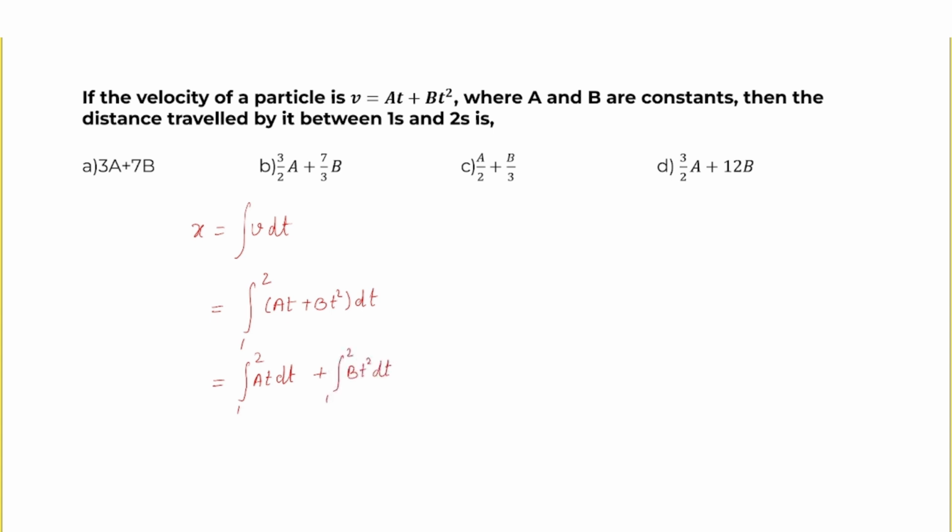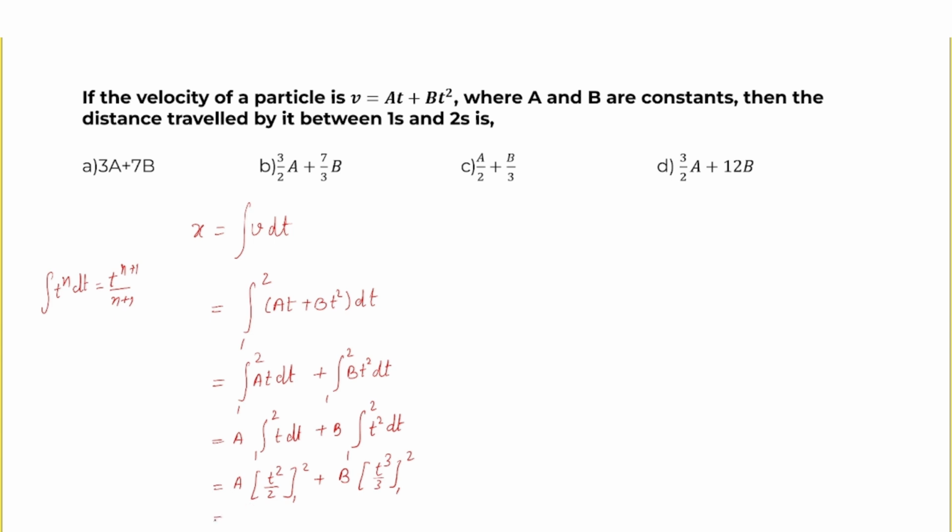Taking a out of the integration, this will give us a times integration of t from 1 to 2 dt plus b, as it is, integration of 1 to 2 t square dt. Because they are constants, we have taken them out of the integral. Now integration of t will be nothing but t square by 2, from 1 to 2, and integration of t square is nothing but t cube by 3. From which formula? The first formula of integration, which I am writing here: integration of t to the power n is nothing but t to the power n plus 1 upon n plus 1.